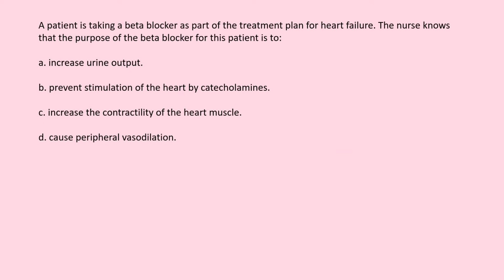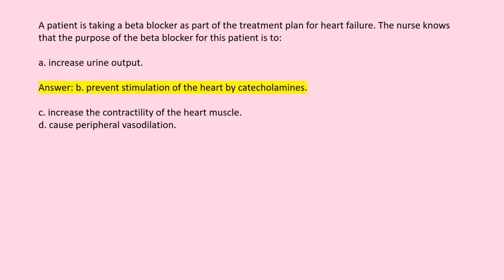A patient is taking a beta blocker as part of the treatment plan for heart failure. The nurse knows that the purpose of the beta blocker for this patient is to A. Increase urine output, B. Prevent stimulation of the heart by catecholamines, C. Increase the contractility of the heart muscle, D. Cause peripheral vasodilation. Answer: B. Prevent stimulation of the heart by catecholamines.